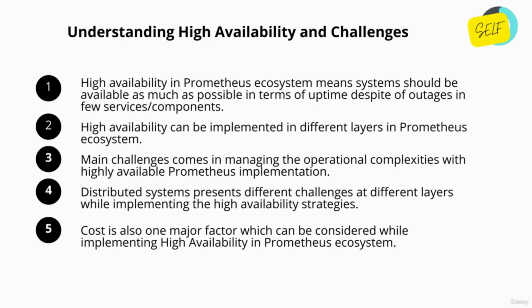Okay, now the next is that cost is also one major factor to consider while implementing high availability in the Prometheus ecosystem. Obviously, if you take the approach we discussed a few seconds back, it will increase the cost of running a new instance in parallel. So cost will also be a major factor when deciding about high availability in the Prometheus ecosystem.